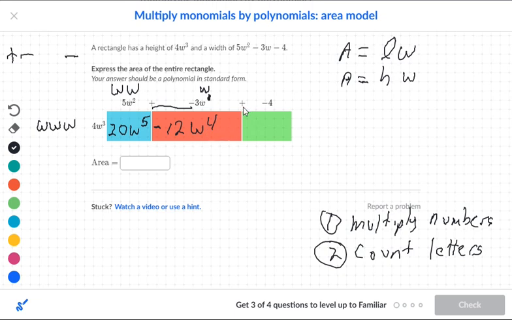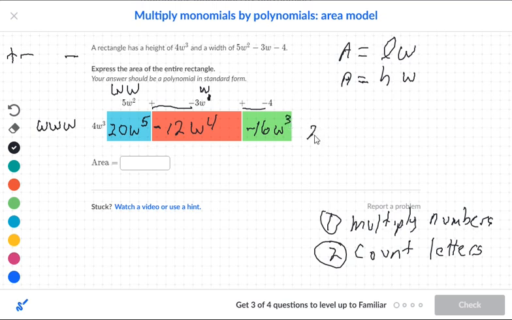Now the last term, we have the same situation as before. We got a plus minus. Well, a plus minus is going to be a negative. So let's take 4 times 4, which is 16. There really is no change in the w's, because after the negative 4 there is no w here. So this simply stays at w to the third.